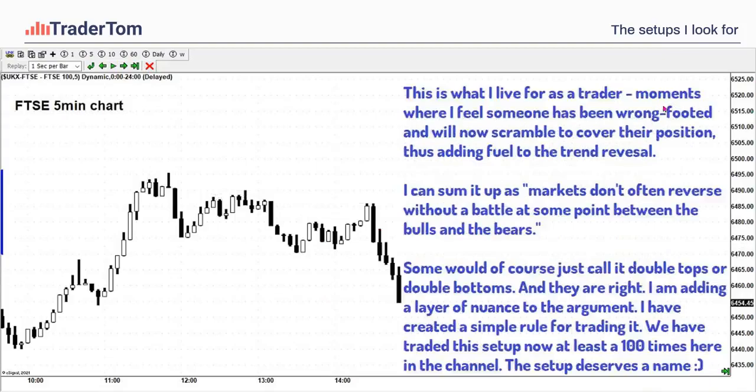So that's what I live for as a trader, moments where I feel someone is wrong-footed and will now scramble to cover their position, thus adding fuel to a trend reversal. I can sum it up as markets don't often reverse without a battle at some point between the bulls and the bears. Some would, of course, just call it double tops and double bottoms, and they're right. I'm simply adding a layer of nuance to the argument.